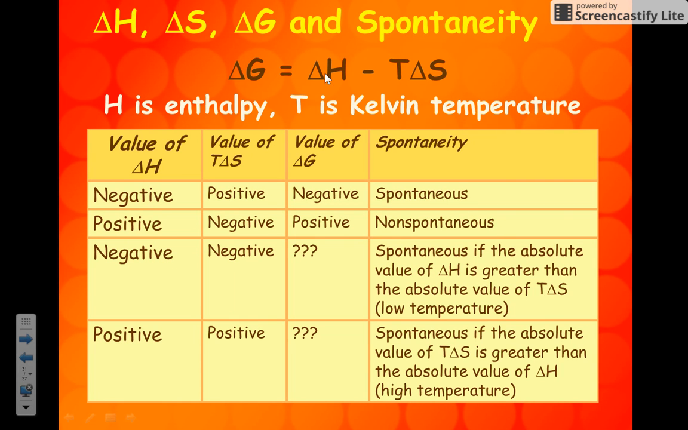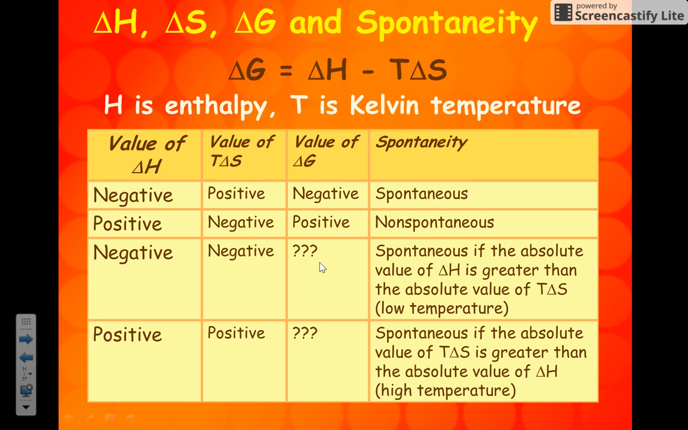So you really have to take into account the delta H and the delta S in order to determine if a process is going to be spontaneous for sure. If your delta G value, when you use this formula, is ever negative, you know for sure that it's spontaneous.